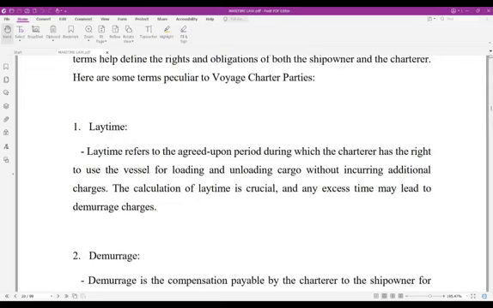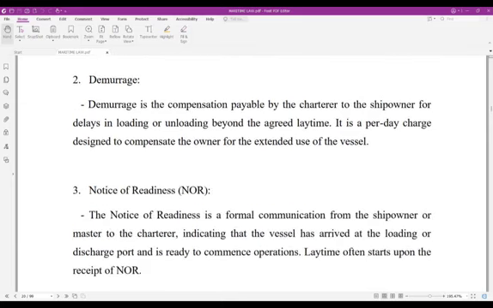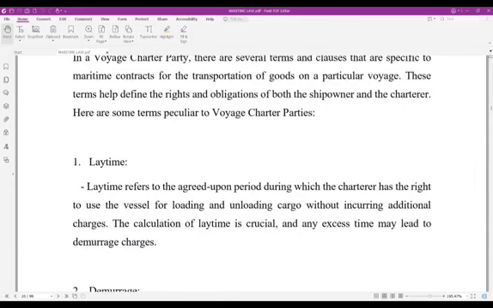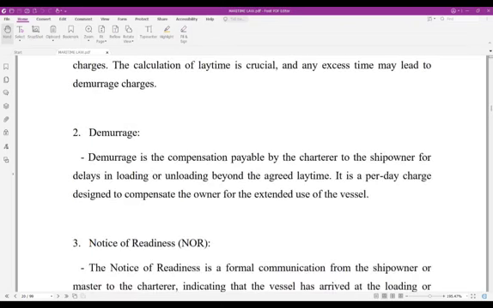Two is demurrage. It is the compensation payable by the charterer to the ship owner for delays in loading or unloading beyond the agreed lay time. It is a per day charge designed to compensate the owner for the extended use of the vessel. You have the notice of readiness.